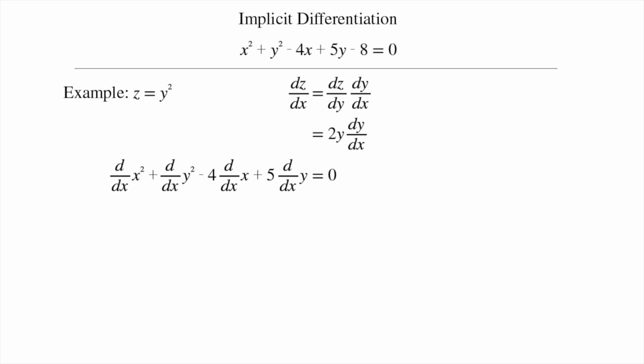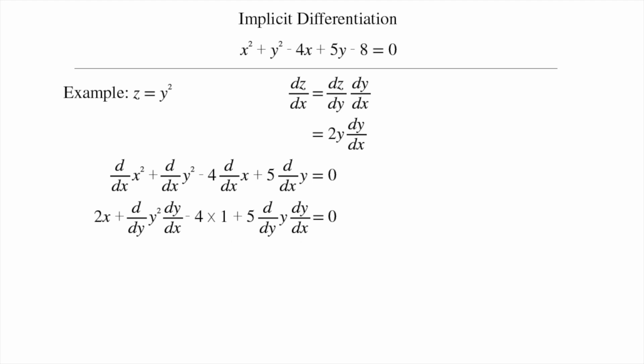So, we can begin to evaluate this expression, but we must remember that whenever we differentiate a function of y with respect to x, we must use the chain rule. First, we'll differentiate the function with respect to y, and then times this by dy by dx, since we are considering y to be a function of x. So, we get 2x plus, now we start to use the chain rule, d by dy of y squared times dy by dx, minus 4 times, well, d by dx of x is just 1, plus 5 times, again another use of the chain rule, d by dy of y times dy by dx, is equal to 0.